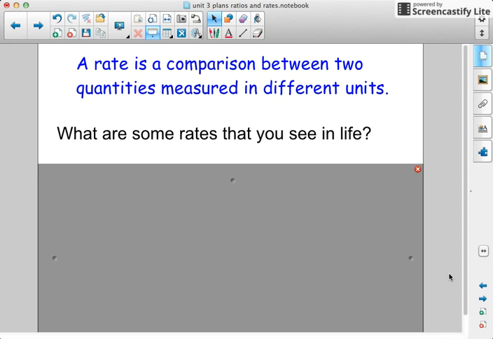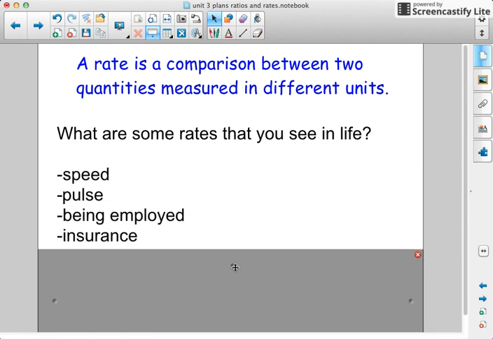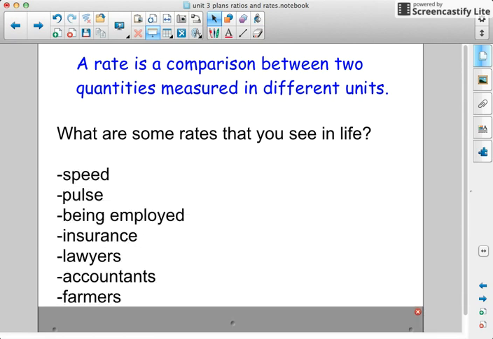So we've talked about ratios already, which were comparisons between two different things. A rate is also a comparison between two quantities measured in different units. So we see rates all the time in our everyday life. Some examples of those are our speed, kilometers per hour, our pulse, maybe 60 beats per minute.